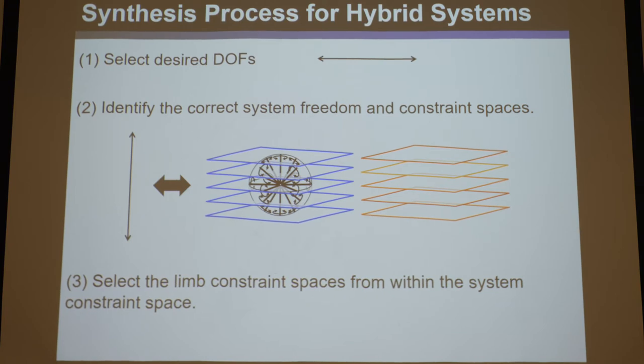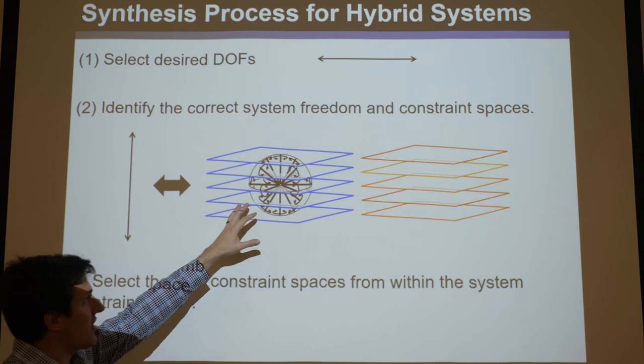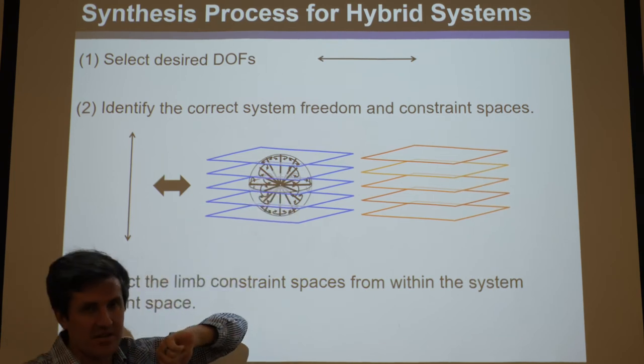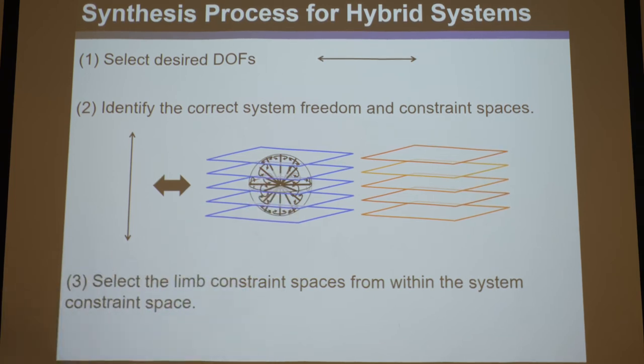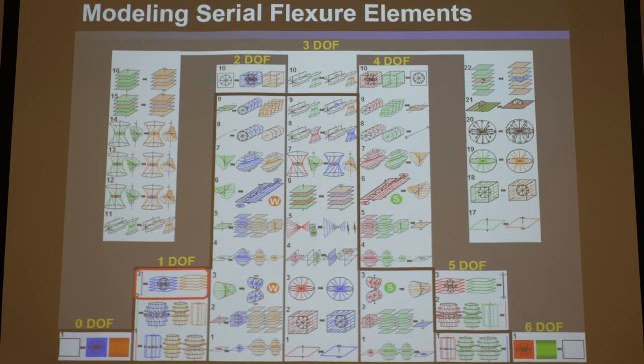And then here's the only difference. Now you're going to select limb constraint spaces from within the constraint space. We've never done that because serial and parallel systems don't have limbs. In this case, we're breaking this into parallel limbs, so we're going to break this into limb constraint spaces. So how do you do that? Well, limb constraint spaces are very similar to intermediate freedom spaces, but in constraint space land.